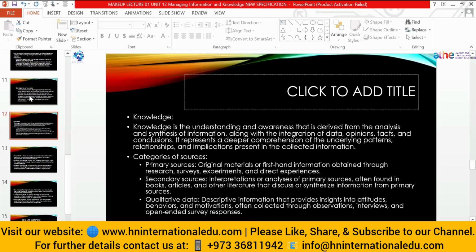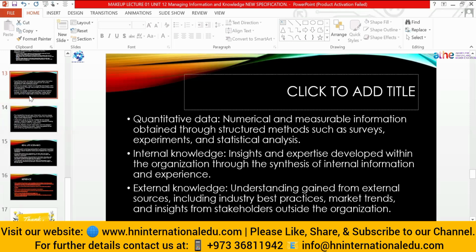Interviews so that we can know whether the information they are gaining is up to the mark or not. And in open-ended, we are going to have two-way communication. Quantitative data: numerical and measurable information obtained through structured methods such as surveys, experiments, and statistical analysis. Again, for the statistical analysis, we're going to use tools and techniques, specifically software to measure the stats, probability, chances, then derivations. Everything is going to be here in SPSS, RSS, they will be discussed here.